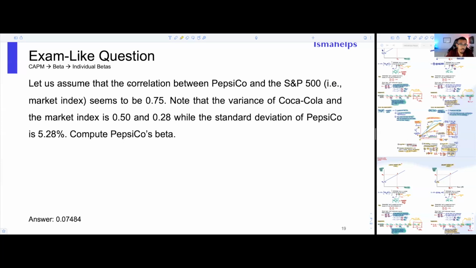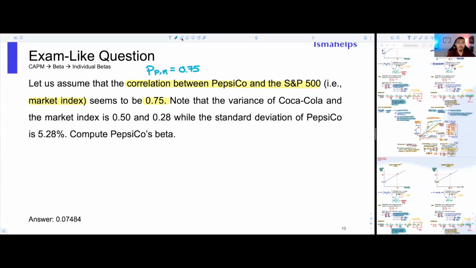So let us assume that the correlation between PepsiCo and the S&P 500, which is also known as the market index, is equal to 0.75. So that's already pretty interesting. We know that the correlation between PepsiCo and the S&P 500 is equal to 0.75. So we could write this as the correlation between P and M is equal to 0.75. That's how I like to write it. It's kind of my notation, but we'll roll with that.